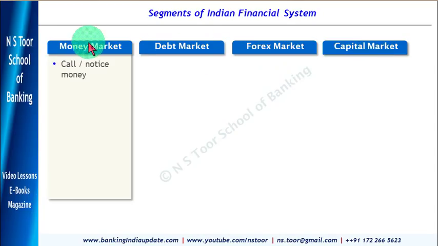So money market deals with call money and notice money. When lending and borrowing is done for one day, it is called call money. When lending and borrowing between banks is done for more than one day up to 14 days, then it is called notice money. Then another instrument in the money market is the treasury bill. Treasury bills are issued by government to borrow money.